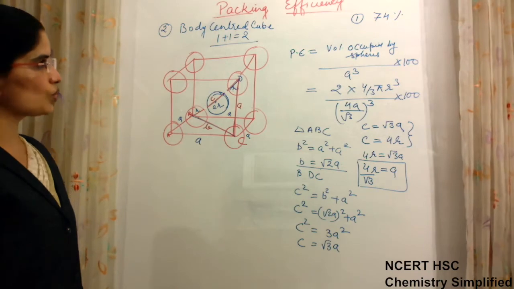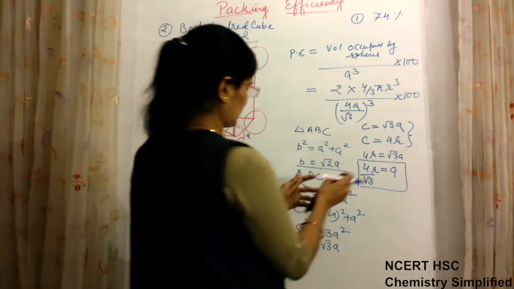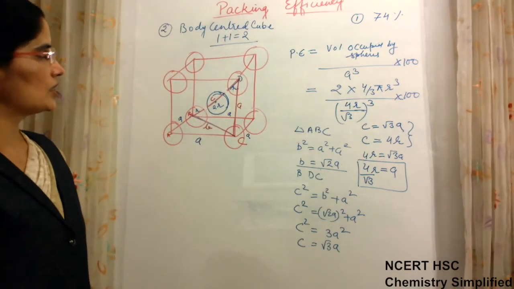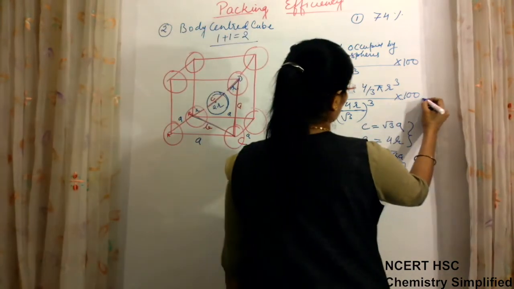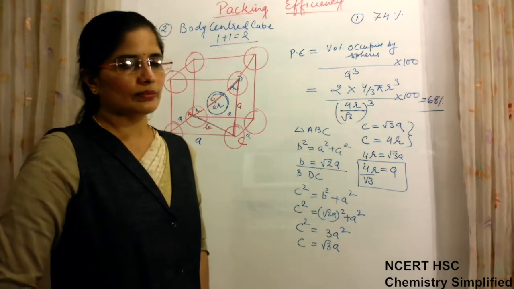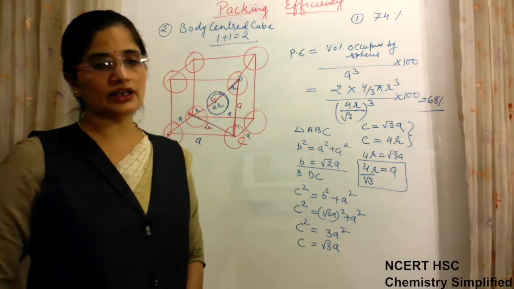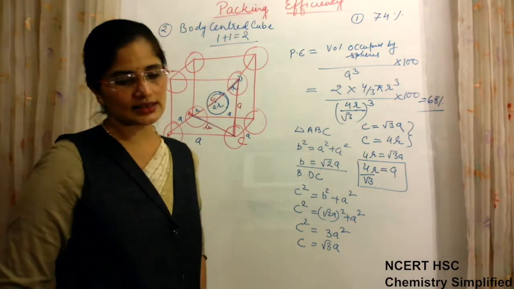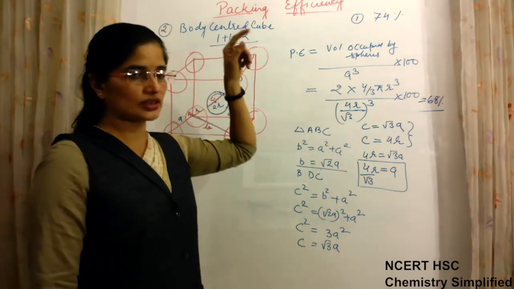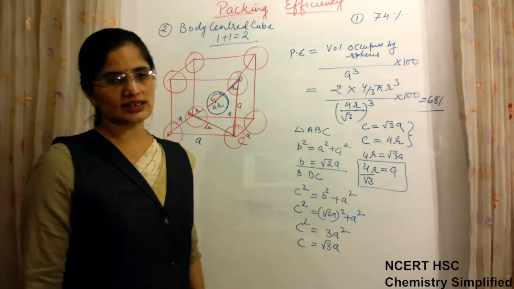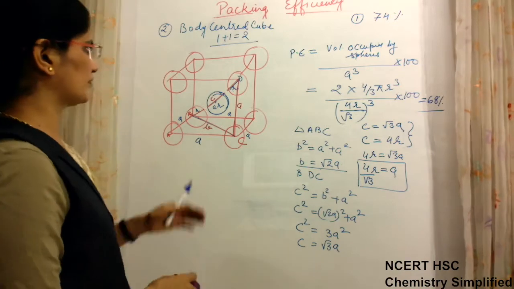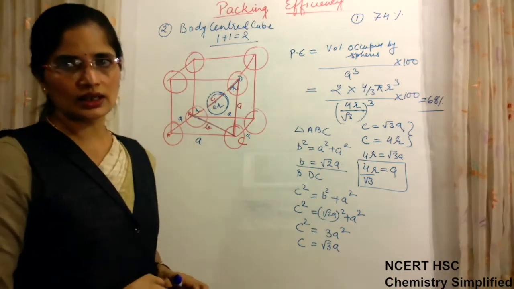Again you need not solve it. Now by solving, the packing efficiency for this comes 68%. So for face centered cubic it was 74%, for body centered it is 68%. So that means face centered cubic structure is more efficiently packed as compared to body centered. Now last is left, that is simple cubic without having any particle on the face or on the center.